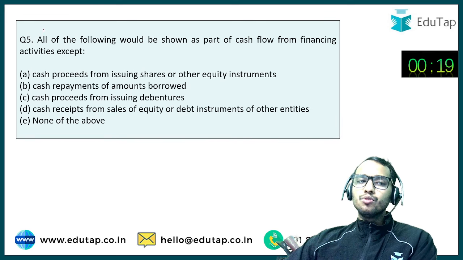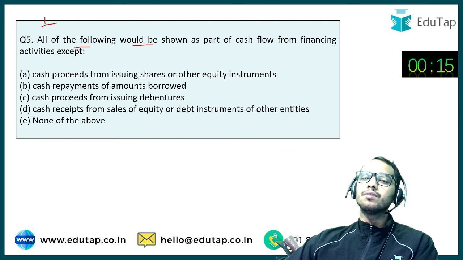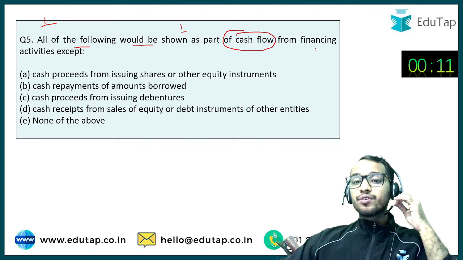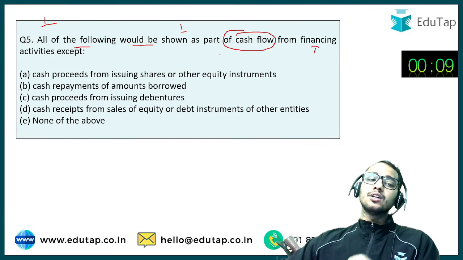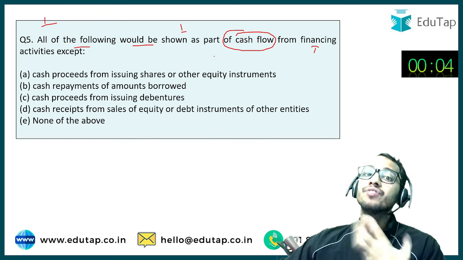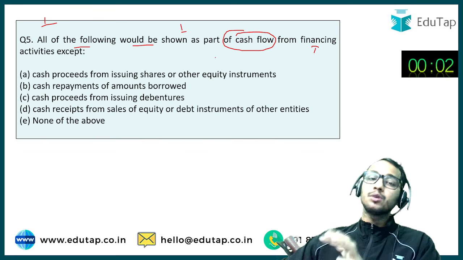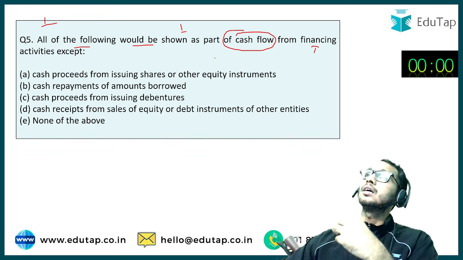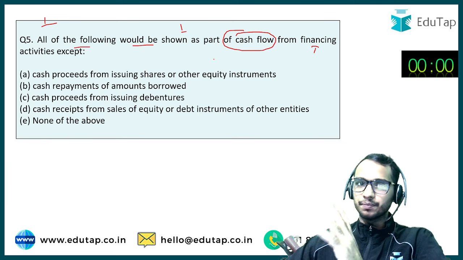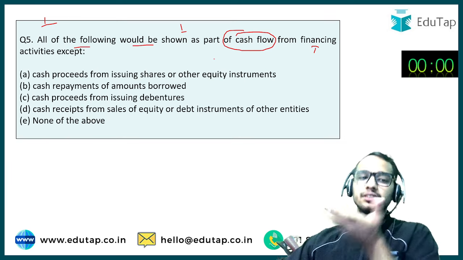Now let's move to question number 5. It says all of the following would be shown as part of cash flow from financing activities. So what are these financing activities? When you are sourcing your funds from outside, like you are taking loans, like you are issuing shares or debentures, all these are financing activities. You are financing your funds, that's why.